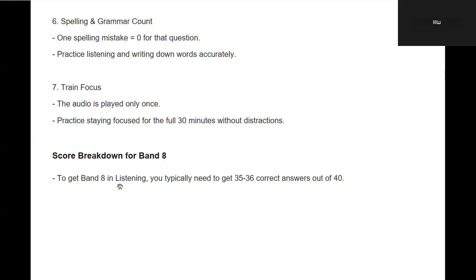Okay, to get band 8 in listening, you typically need to get from 35 to 36 points. So all of these questions or the marks should be like this. Do not have less out of 40, by the way. If you have maybe 35, you will not get band 8, I think you will be band 7.5. Okay?